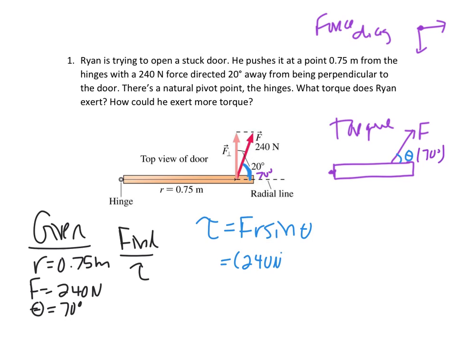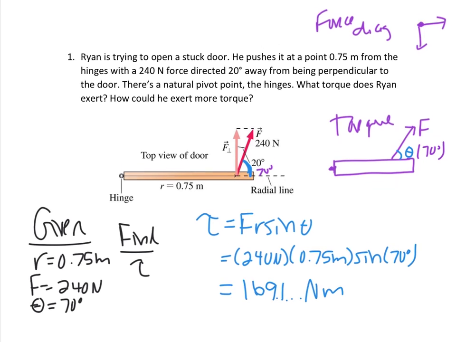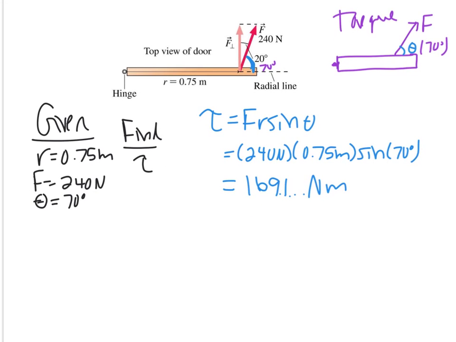240 newtons times 0.75 meters times the sine of 70 degrees. And this equals 169.1, keeps on going, your units, Newton meters. One sig fig. The torque is about 200 Newton meters.